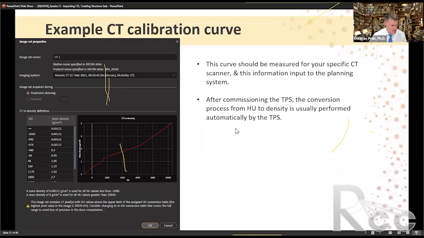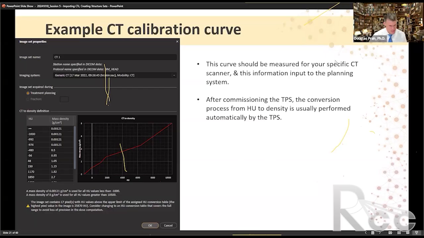I don't think I put that on there, but here are some examples of a CT calibration curve. Ultimately, you pull that CT set in, give it a name, and assign it to a CT scanner. In this case, this is mass density, not electron density, but planning systems will use one or the other. You have a Hounsfield unit and the corresponding mass density, and there will be some sort of transfer function. The system looks up a Hounsfield unit, converts that to mass density, and uses that for the dose calculation.